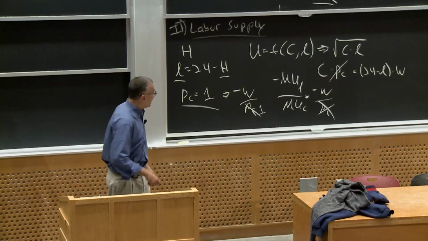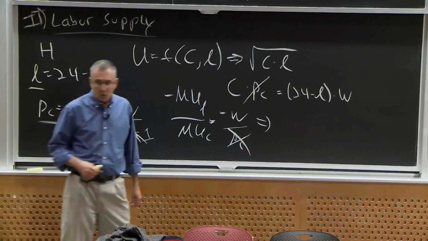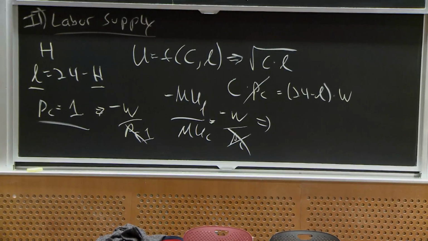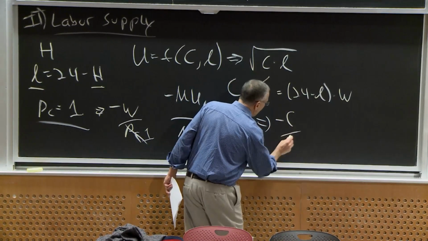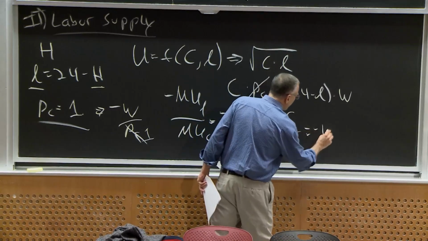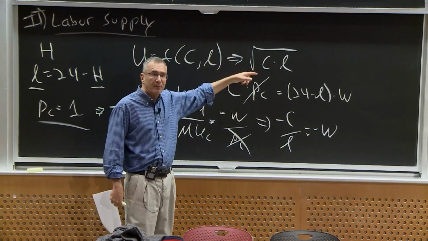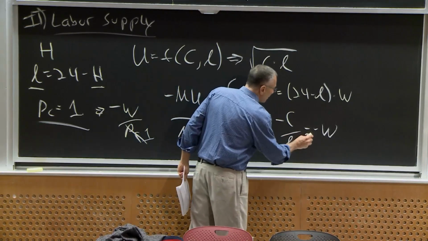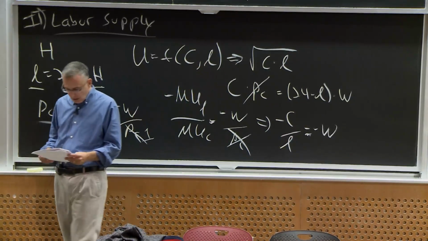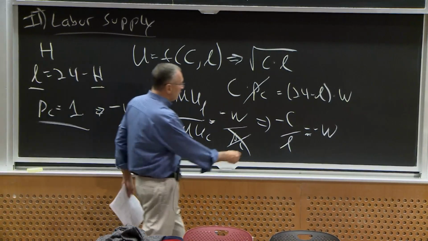Okay? Given the square root function, we know how to solve this, which is we know that this ratio of marginal utility is going to be minus C over L. So we can set minus C over L equal to minus W. To solve this, just plug in marginal utilities. We've done it 1,000,000 times for the square root function. Okay? So that's your optimization condition, is that minus C over L equals minus W. We can then plug that into the budget constraint.